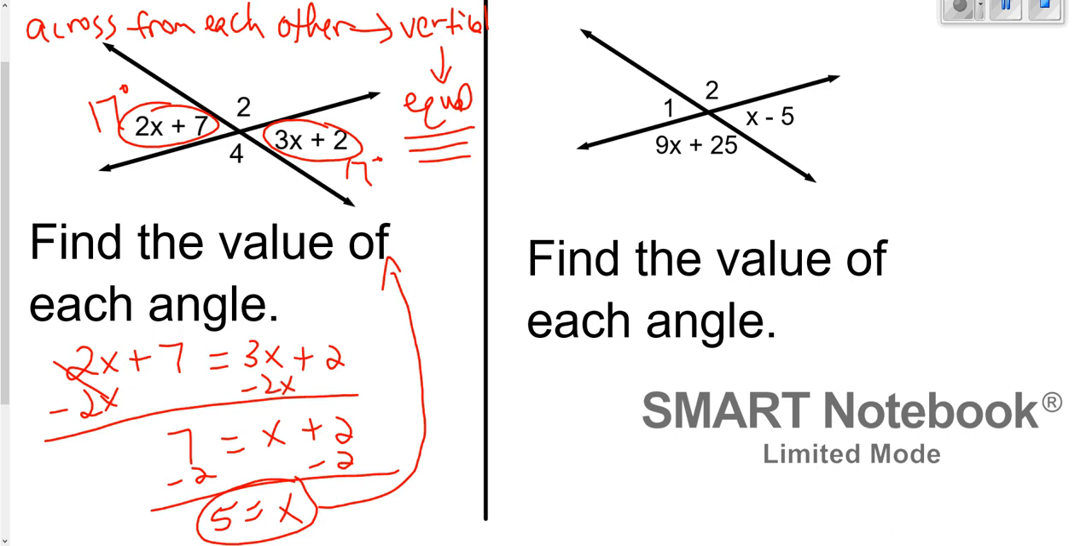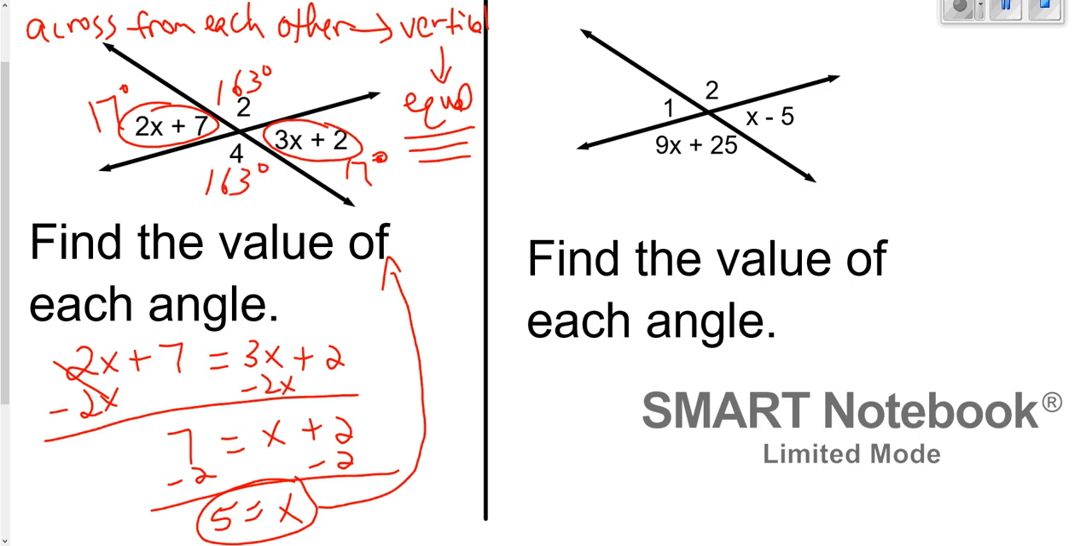If those two angles did not come out equal, then that means I messed up somewhere. Now I need to figure out angle 2. Well, I know that this angle and angle 2 add up to 180 because they form a straight line. So 180 minus 17 is 163 degrees, which means that angle 4 is also 163 degrees.